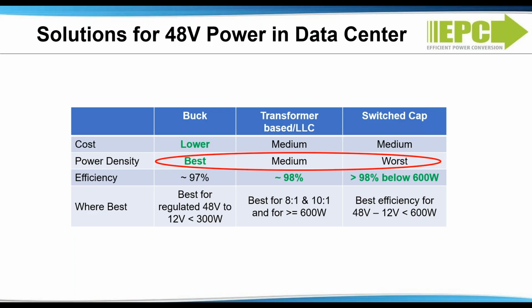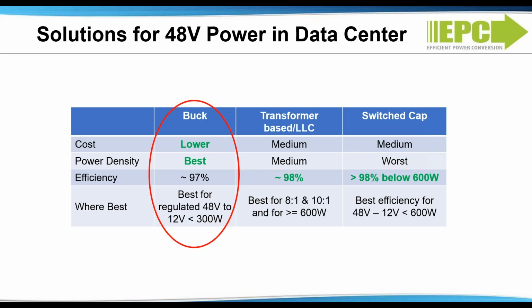LLC and buck have the highest power density, while switch cap has the worst. The LLC and buck can beat 1,700 watts per cubic inch power density versus about 500 watts per cubic inch with the switch capacitor. The buck converter enables the smallest size, lowest component count, and lowest cost for solutions under 400 watts.